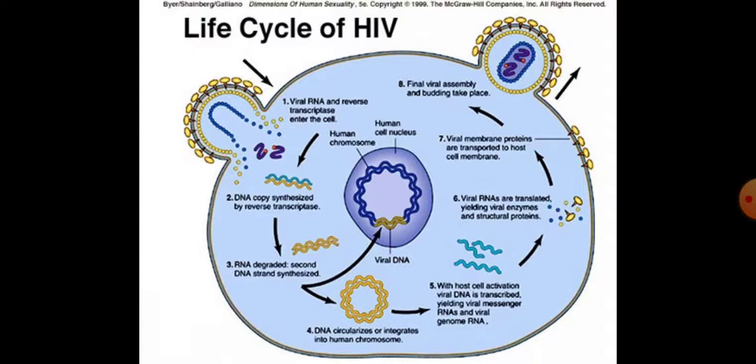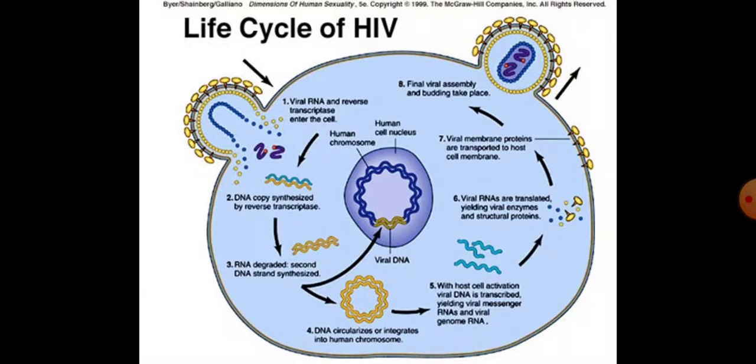Now this diagram illustrates the life cycle of HIV. As you can see, there are many steps given. So we begin with step 1, in which you can see the RNA and reverse transcriptase enters the host cell by the uncoating process. So after the attachment, fusion has occurred, and then the introduction of the viral RNA as well as viral enzymes into the cytoplasm.